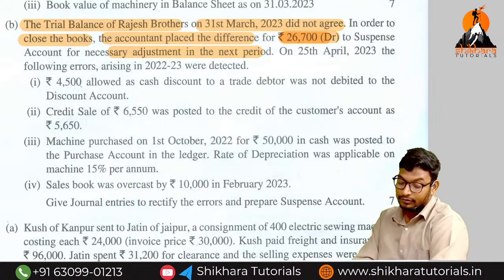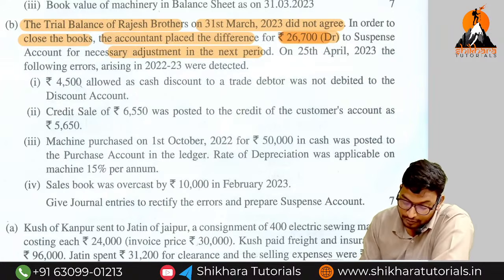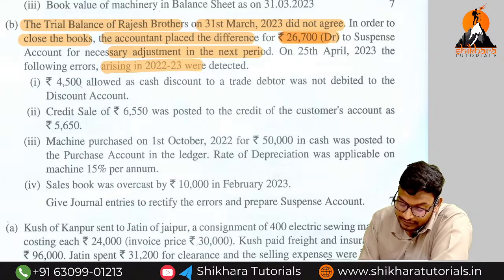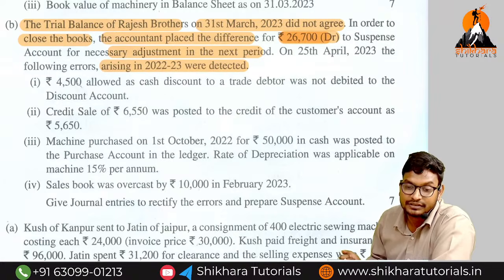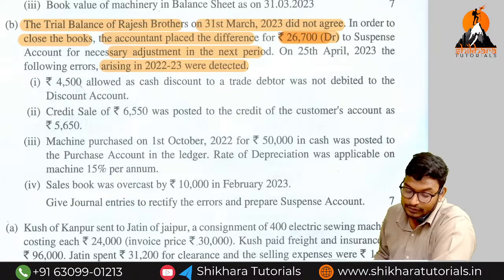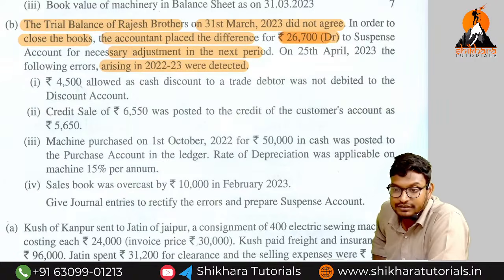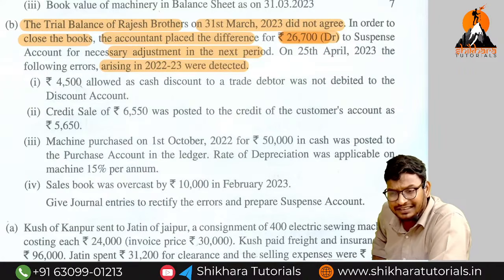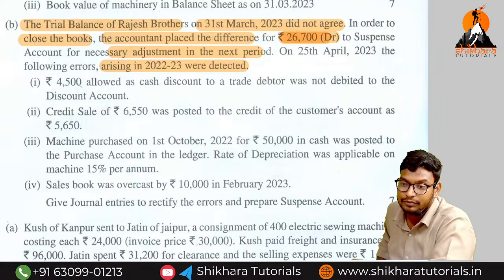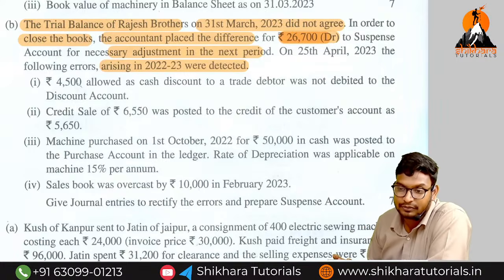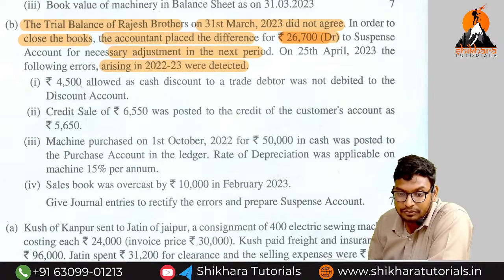On 25th April 2023, the following errors arising in 22-23 were detected. What is the stage? First of all, this is the stage called after preparation of trial balance. Stage 1 or 2 or 3? Stage 3. Nothing to worry, whatever you have done, the same process applies. In the case of a nominal account, please put the P&L adjustment account. That's all.